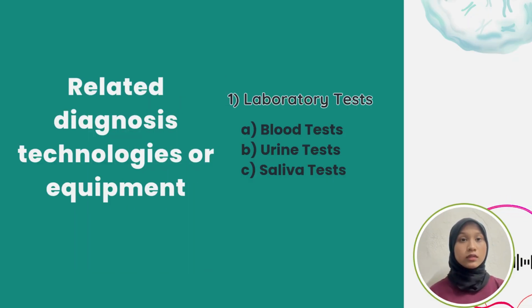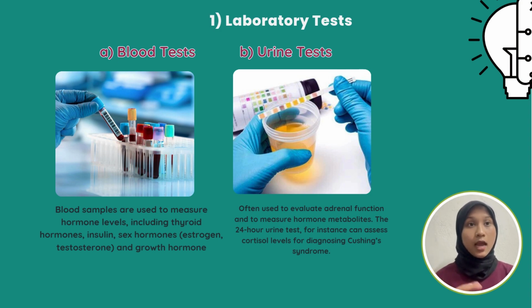So, to diagnose these common disorders, injuries, and diseases of the endocrine system, we have one method, which is the laboratory test. Laboratory tests are divided into 3: blood test, urine test, and saliva test. The first one is the blood test. Blood samples are used to measure hormone levels, including thyroid hormones, insulin, sex hormones, which are estrogen and testosterone, and growth hormone.